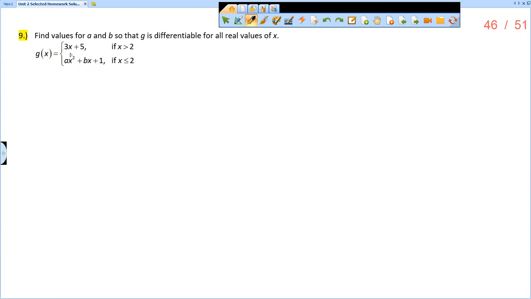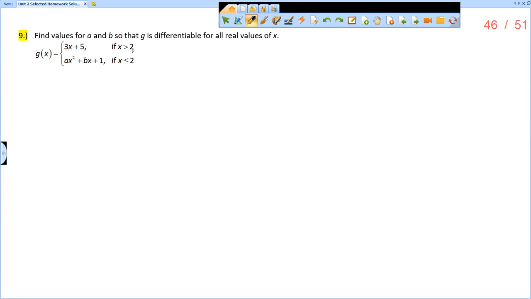All right, so first of all, we want to consider differentiability. So 3x plus 5, that's a line, right? There are no jumps, asymptotes, holes, corner points, anything like that. So that is continuous and differentiable everywhere. And then ax squared plus bx plus 1. Yes, we don't know a and b, but this thing is a parabola. So of course it is continuous and differentiable everywhere. No jumps, asymptotes, holes, corner points, cusps, anything like that.